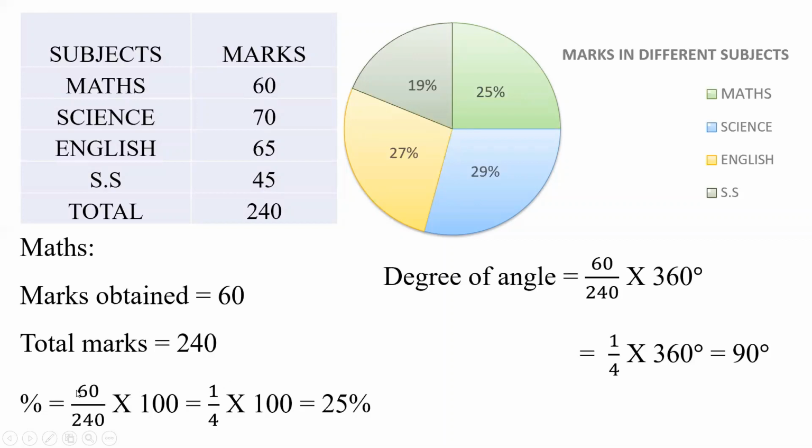So it is 60 upon 240, that is 6 fours are 24, so it will be 1 upon 4 multiplied by 100. So it is 25%. And the degree of angle for 25%, or for 60 marks, is calculated by 60 upon 240 multiplied by 360 degrees. That is again 1 upon 4 multiplied by 360, which is equal to 90 degrees. So for all different subjects, we can calculate the degrees using these formulas, and then we have to plot the graph.